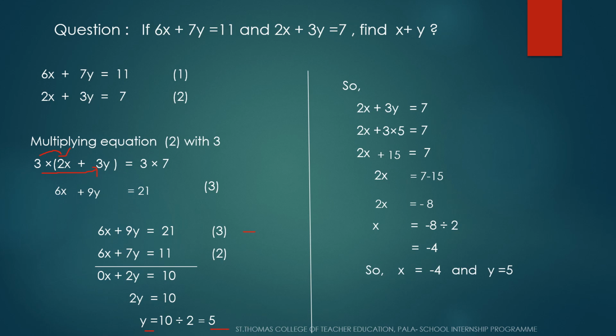But what was our question? We have to find x plus y. Now tell me what is x plus y. x plus y is minus 4 plus 5. And what is the answer? It's 1, isn't it? So x plus y equal to 1.